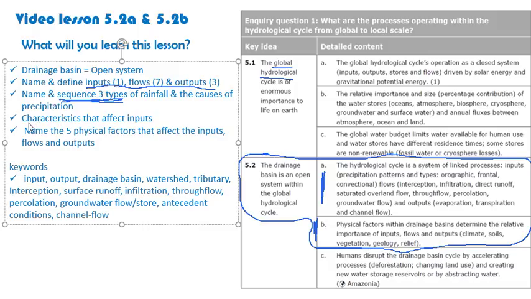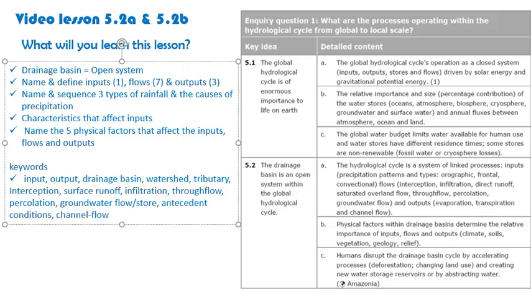What will happen quicker is the characteristics that affect the precipitation and the inputs. You're just going to be able to simply name 5 physical factors that affect inputs, flows and outputs, and I want you to do a little bit of thinking before the start of the next lesson in class about which processes are affected by each one of these factors. The keywords that you need to know or define by the end of this video are listed there.